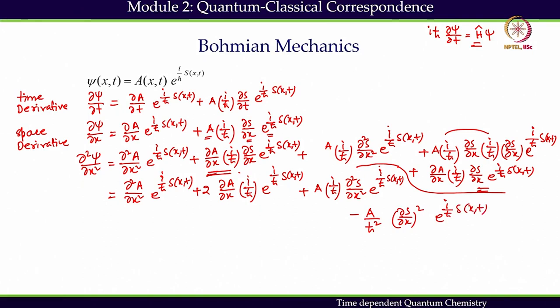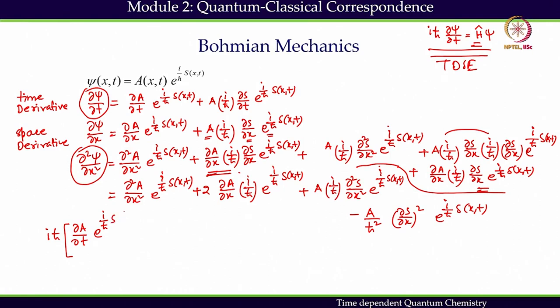This is just tedious; one can do it very quickly. All we have to do now is that we have the second derivative with respect to space and the time derivative, so we will be able to plug that into the TDSE. If we do that, then what I get is i h-cut, then the time derivative, that is going to be dA/dt e to the power i by h-cut S(x,t), plus A times i by h-cut times dS/dt e to the power i by h-cut S(x,t).